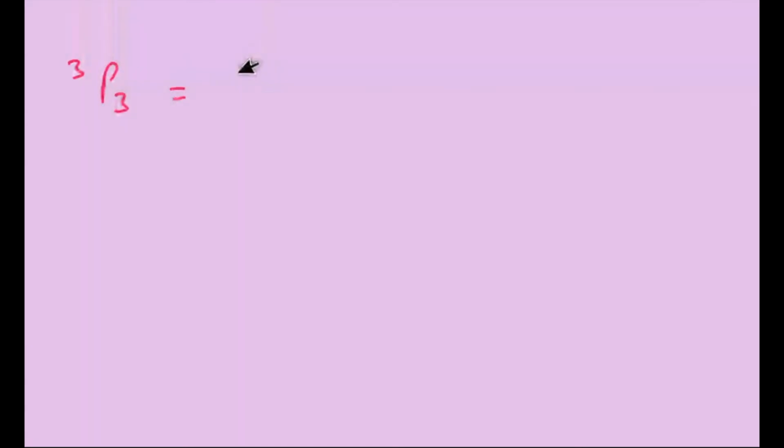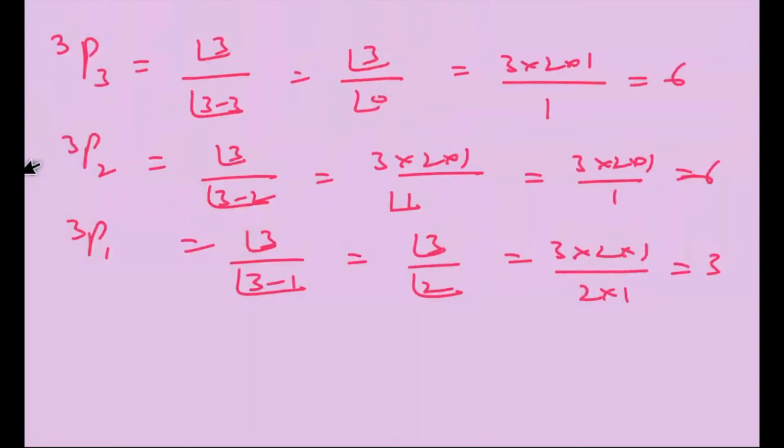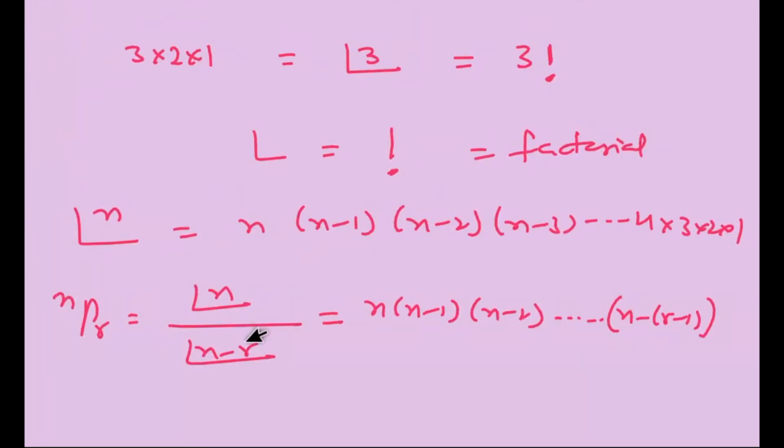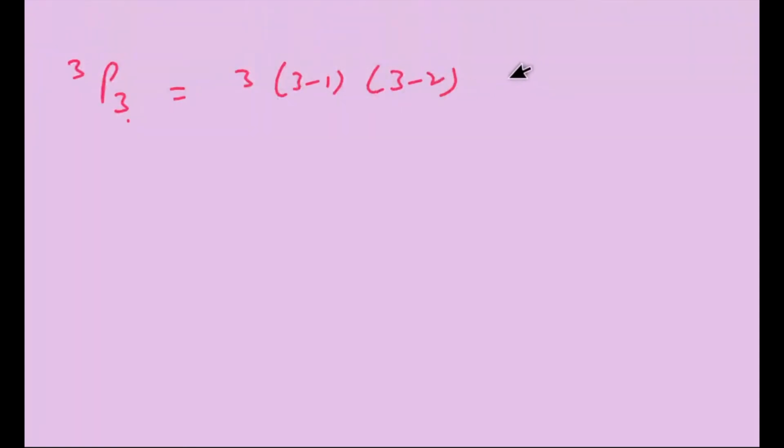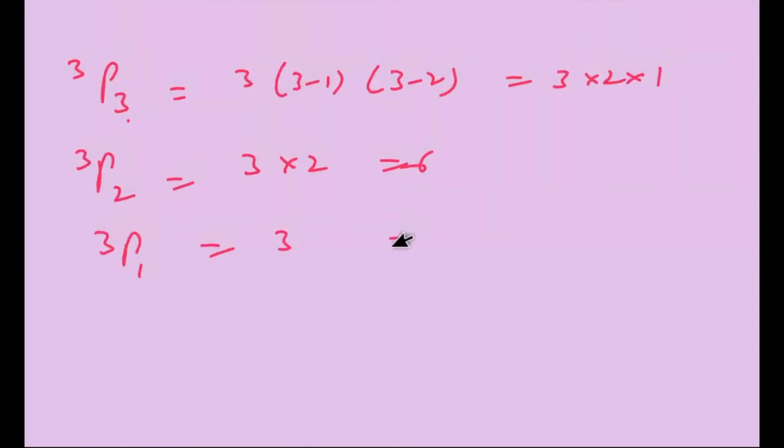So there are 3 factors: 3, 3 minus 1, 3 minus 2. Here 2 is less than 1, r minus 1. In the previous example, I have already explained that if it is r, then n minus r, n minus r minus 1. Right? So we can say 3 into 2 into 1. Now for 3P2, we can take only 2 factors. For 3P1, we can take only 3. Okay, so this way we can solve it, right, students?